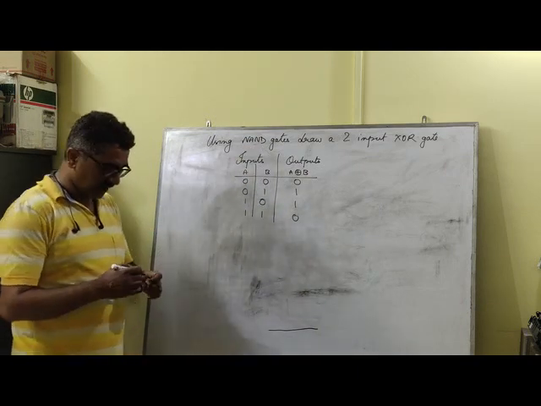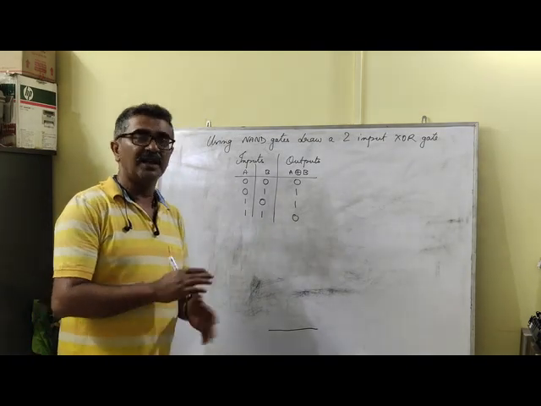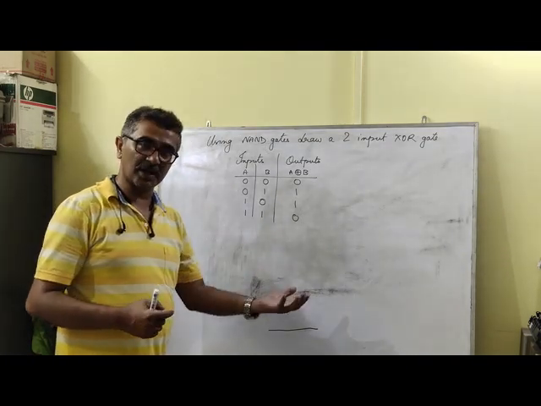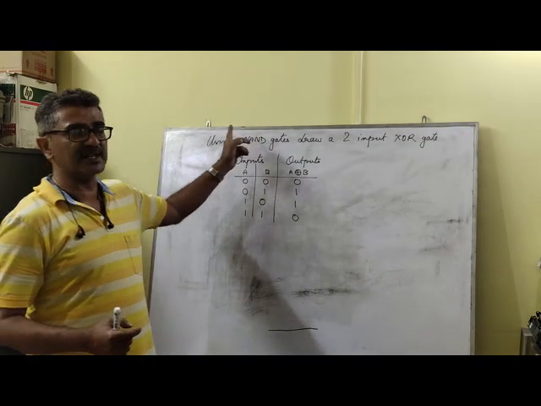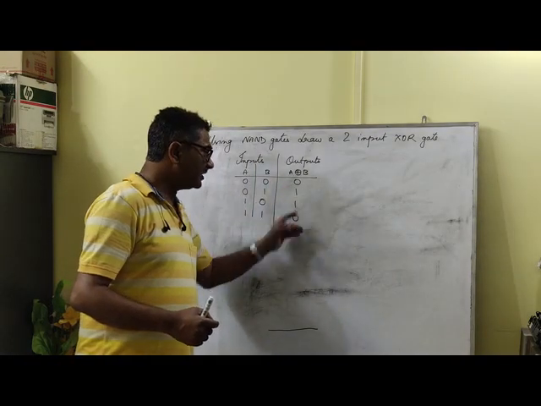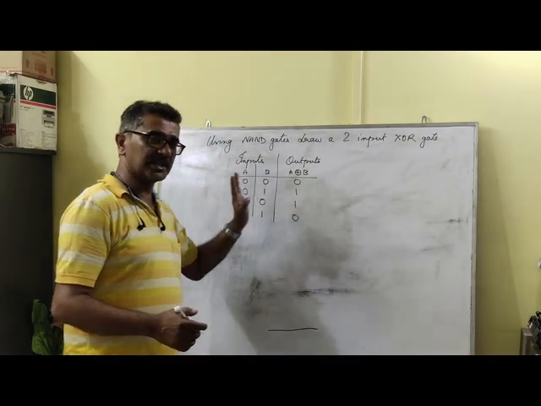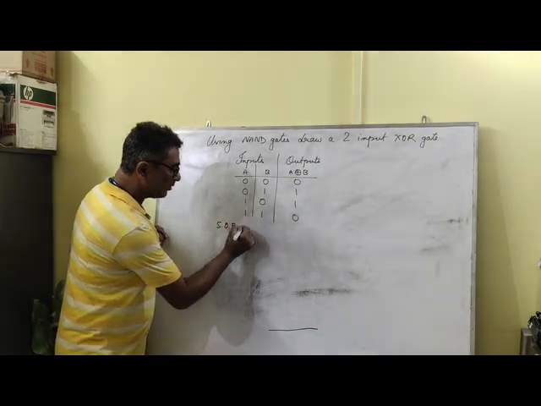Now we know that to find the Boolean expression that corresponds to any truth table we need to apply the sum of product method or product of sum method. Now since I asked you to create using NAND gates only, first of all we are going to try creating the entire Boolean expression using the sum of product expression.